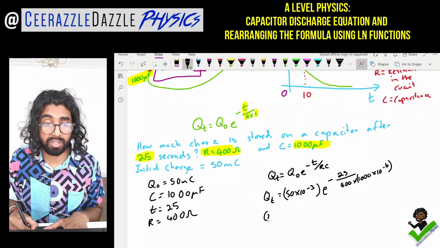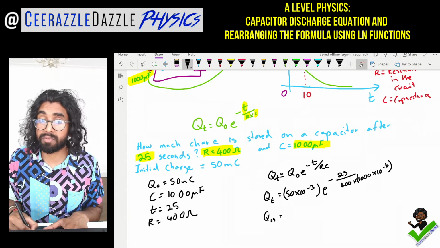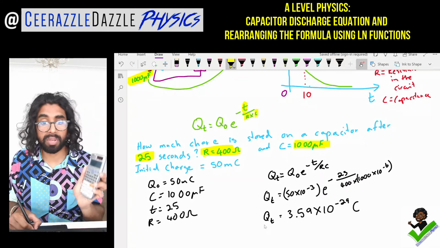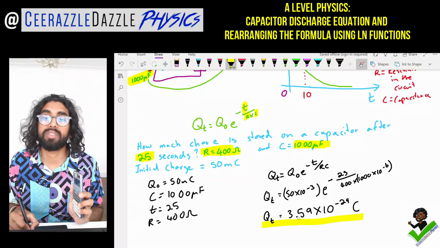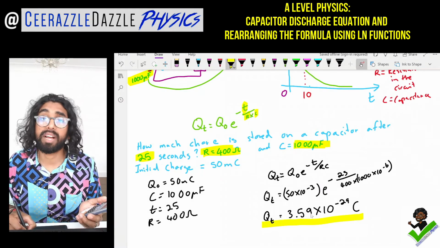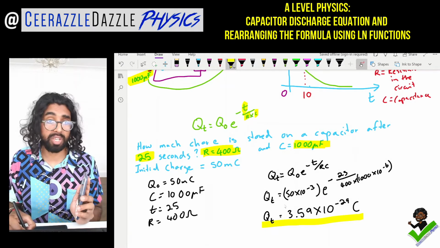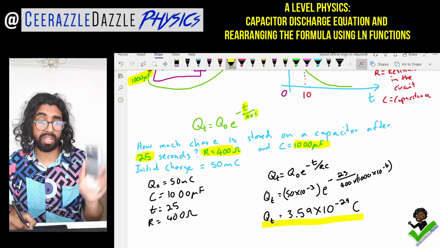The charge at 25 seconds, subscript 25, will be equal to, I'm getting this value on my calculator: the charge stored after 25 seconds will be 3.59 times 10 to the minus 29 coulombs. So make sure you can do that yourself. Get your calculator out, make sure you can do that yourself.